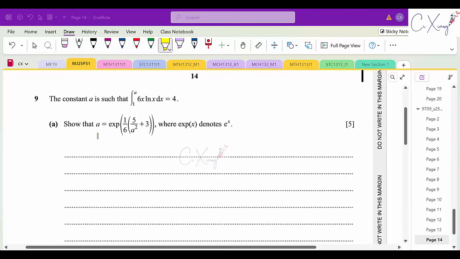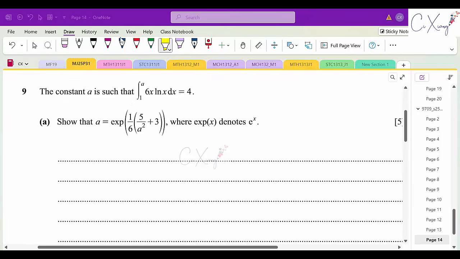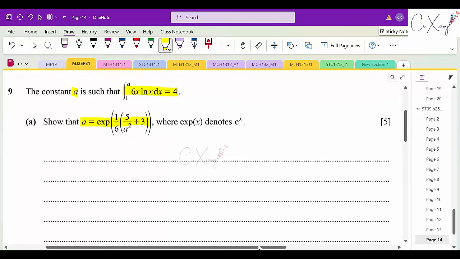Alright, so question number 9. We are given an equation like this that involves integration. There's a constant a, right? They want us to show that a equals exp of this value here, where exp x means e to the power x. So how can we get this? Basically, we need to solve this equation first. If we solve and rephrase it, I believe you will get this answer.